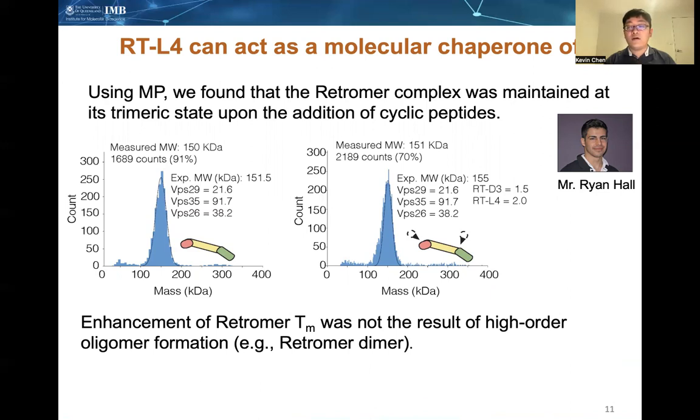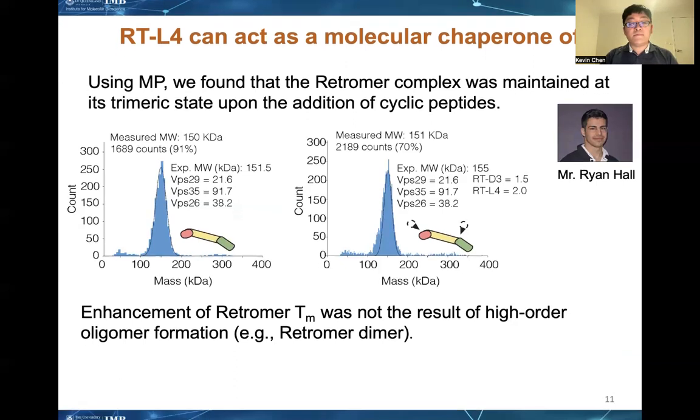One of the students at the time, Ryan, was very interested, so I gave him the sample. This is how we first got involved with the MP. And the result looks beautiful and amazing. It shows that in the presence of the cyclic peptide, retromer stays in monomeric form, which is 150 kilodaltons, the mass of the three subunits added together. So although the cyclic peptide RTD4 can enhance the thermal stability of retromer, it's not a result of higher oligomer formation, which is what we wished to see, which is very nice.